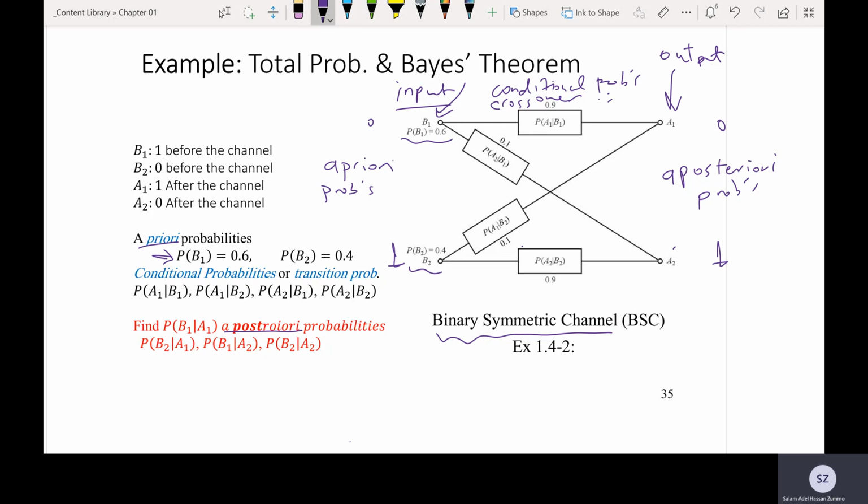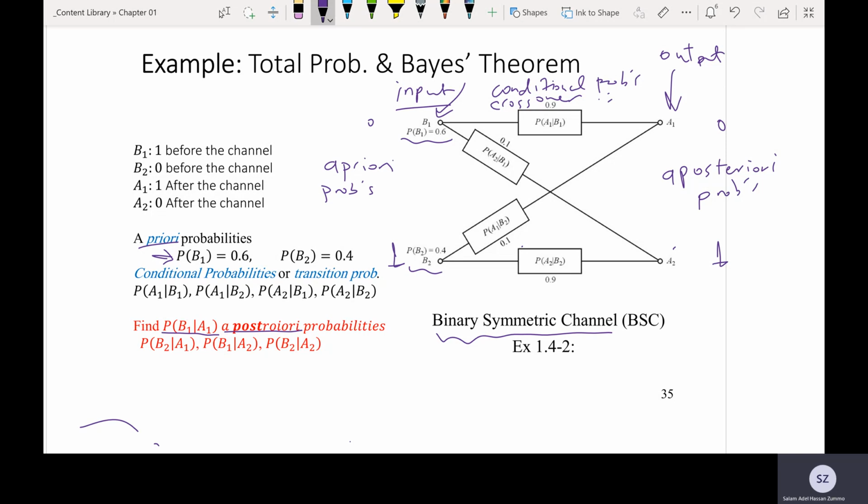And the purpose of communication is to communicate a message from transmitter to receiver. If I am able to communicate this message as accurately as possible, it means that I did a good job. And we need to measure how accurately we did this. Is the idea clear? Anyone has a question? So I'm interested in finding the probability of receiving B1, receiving 0, given that I send 0.